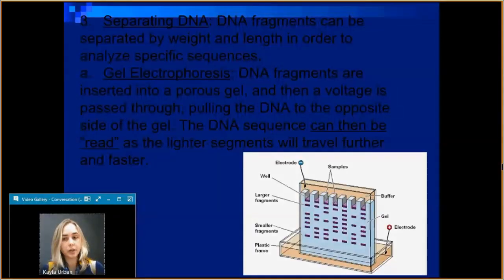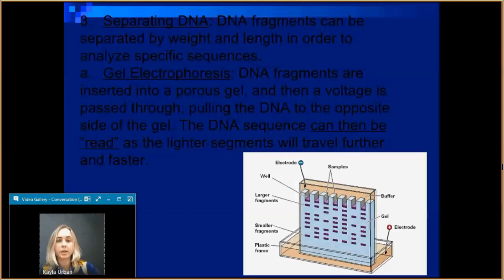Another tool of molecular biology is the ability to separate DNA. DNA fragments can be separated by weight and length in order to analyze a specific sequence. One way to do that is through gel electrophoresis. DNA fragments are inserted into a porous gel, and then voltage is passed through and it pulls the DNA to the opposite side of the gel. The DNA sequence can be read because the lighter segments will travel further and faster.